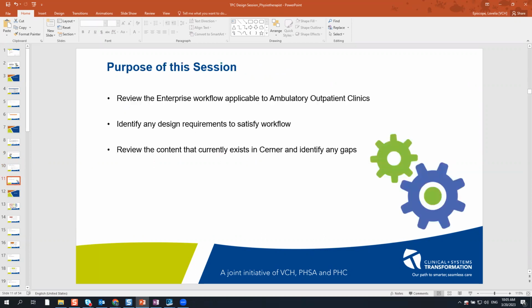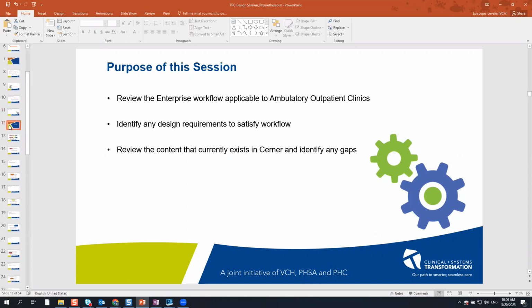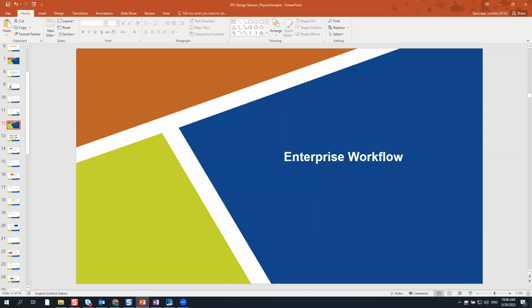So the purpose of this session is to review the workflow, as I had mentioned, identify any requirements, and review the content that already exists in Cerner, and identify any gaps that will help support your workflow. Any questions so far before I move on? No. Perfect, thank you.